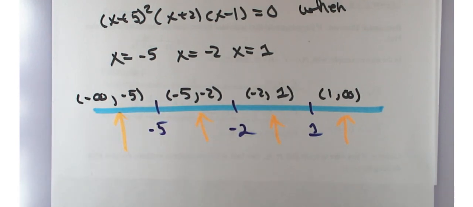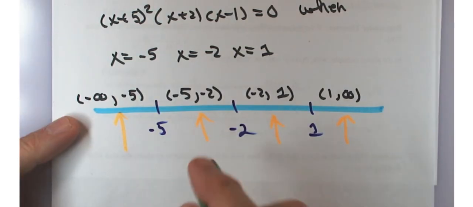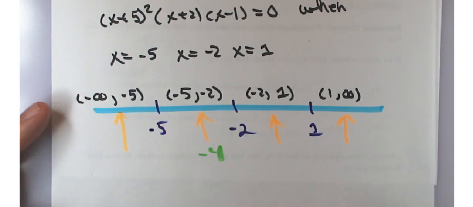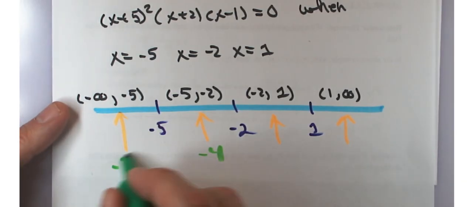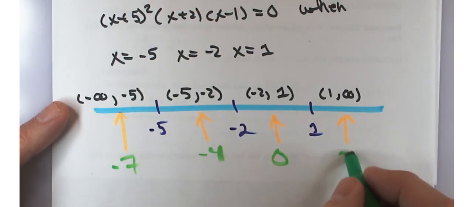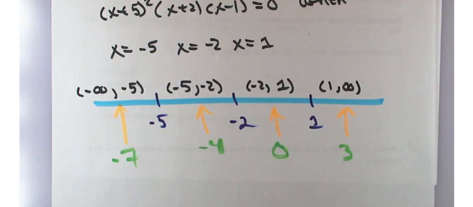Leo, some help. -4. -4 would actually be in here. Yeah. Okay, keep going. -7. -7, good. 0. 0 is always a good one. 3. 3, nice. So those are going to be our test points.